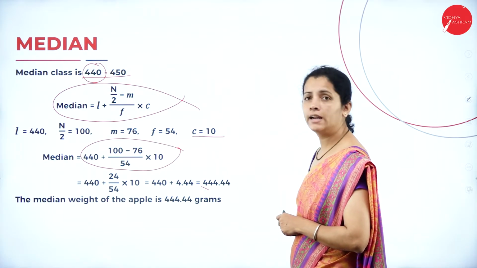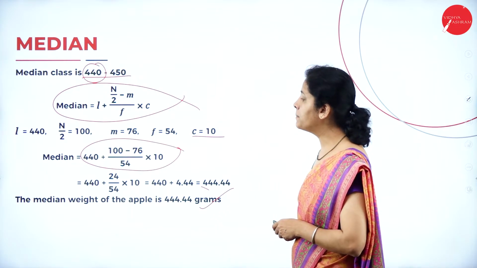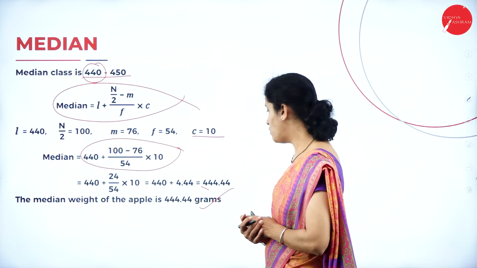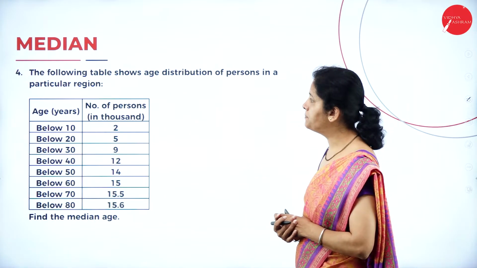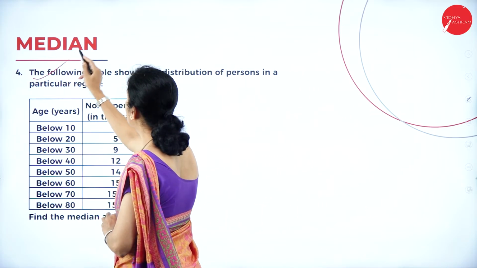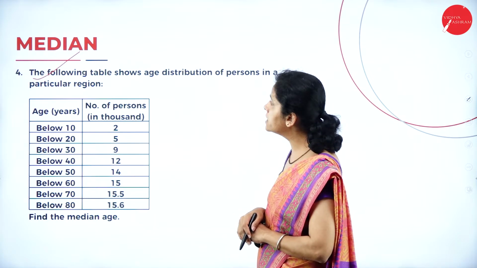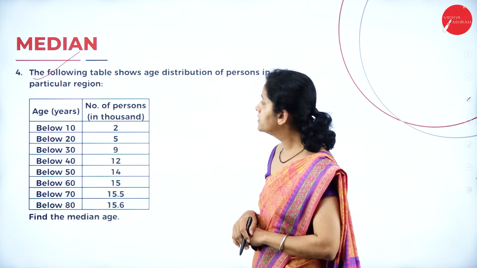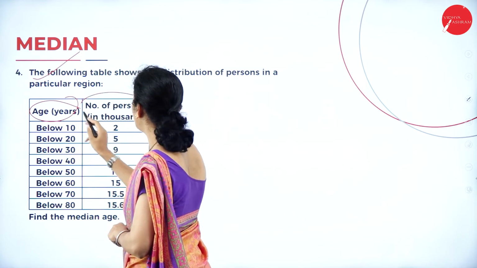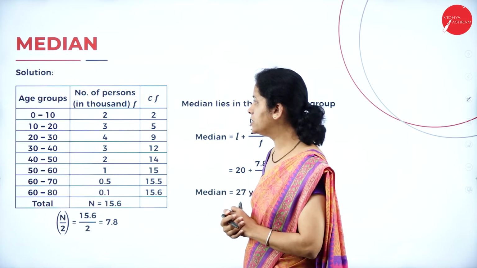444.44. That is 444.44 grams. So the median weight of the apple is 444.44 grams. Now I'm going to have another problem. The following table shows age distribution of persons in a particular region. Okay, see here, I'm going to have the age and number of person. Okay, now I want to find the median age.